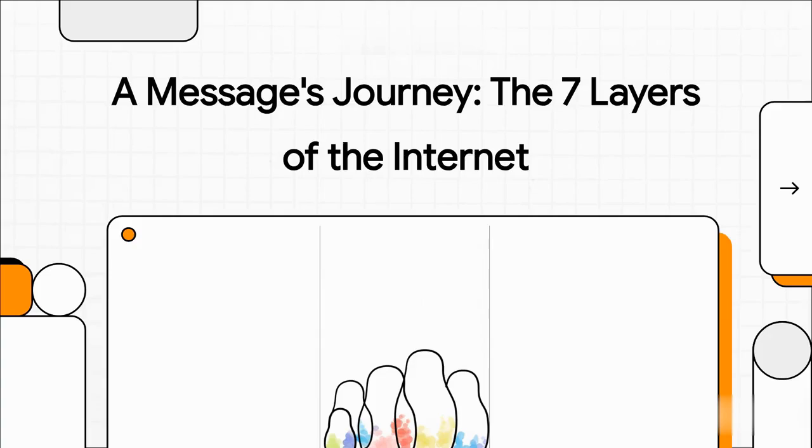You ever send a text or an email and just stop and think about how it arrived almost instantly halfway across the world? I mean, it really feels like pure magic. But behind that magic is this incredibly precise 7-step journey that every single piece of your data takes. So let's pull back the curtain on this hidden world and follow a message from start to finish.